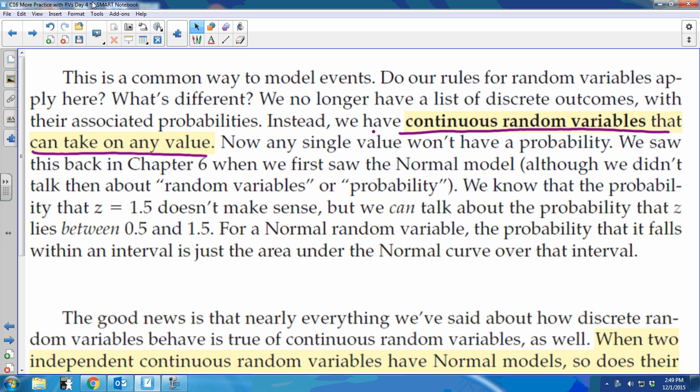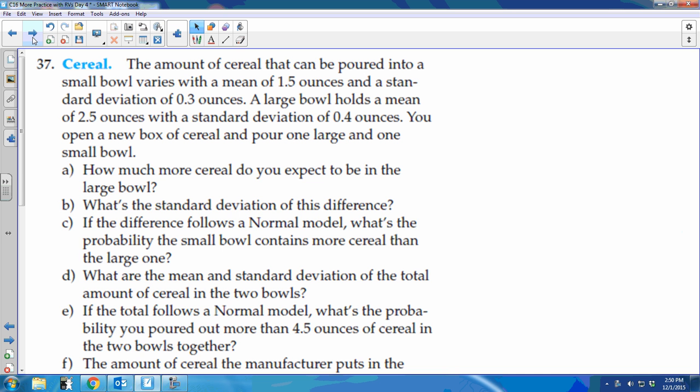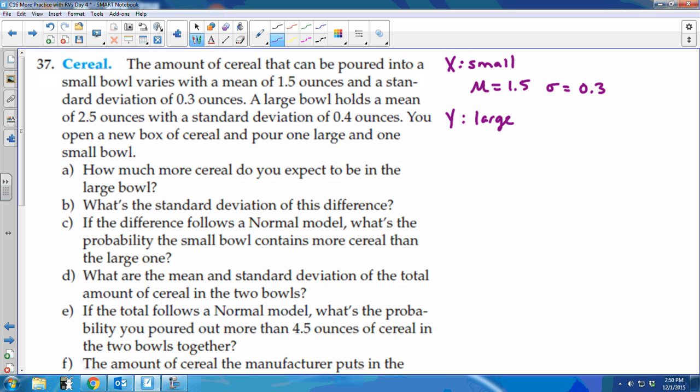Okay? So, the amount of cereal that can be poured into a small bowl varies with a mean of 1.5 ounces and a standard deviation of 0.3 ounces. So we can define the small bowl as X, mean of 1.5 ounces, standard deviation of 0.3 ounces. And a large bowl holds a mean of 2.5 ounces with a standard deviation of 0.4 ounces. So I'm just defining those and writing out the information so that I can use it in a second.